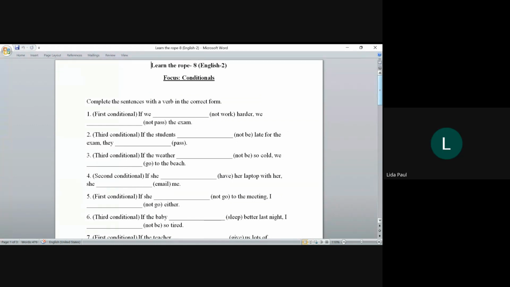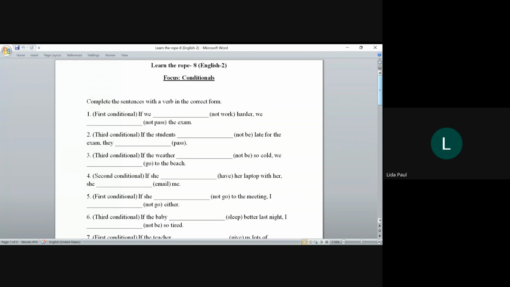So if we do not work harder, we won't pass the exam, or you can simply write we will not pass the exam. We won't pass the exam or we will not pass the exam, right?